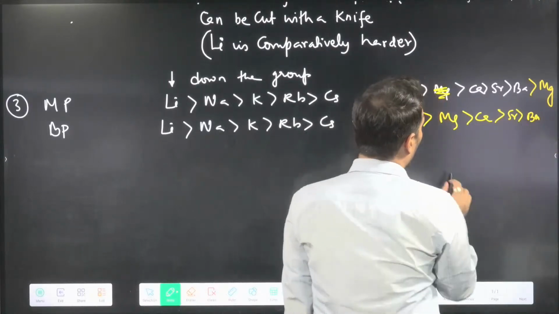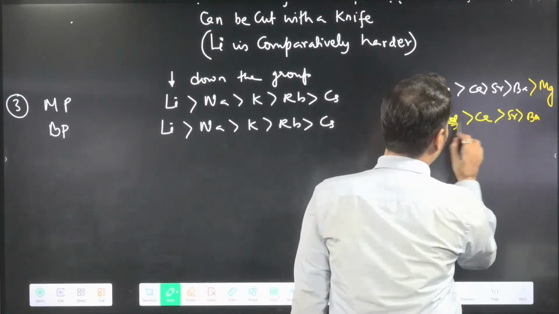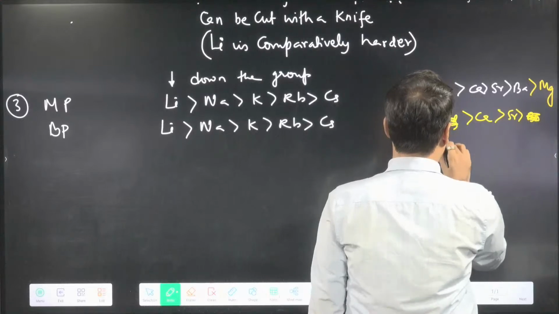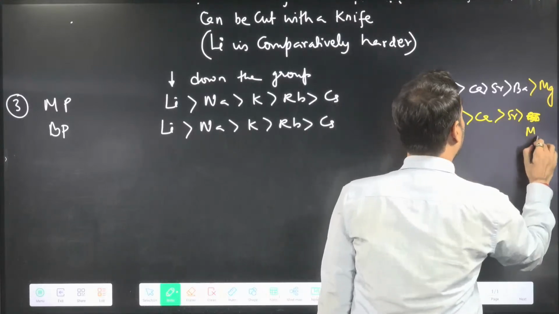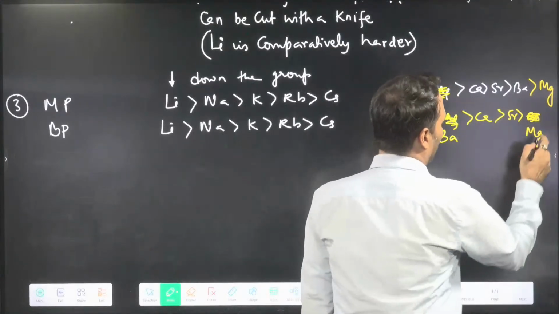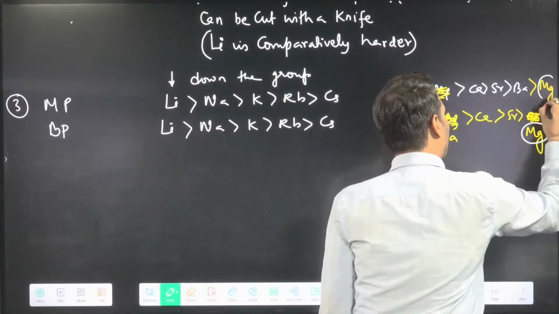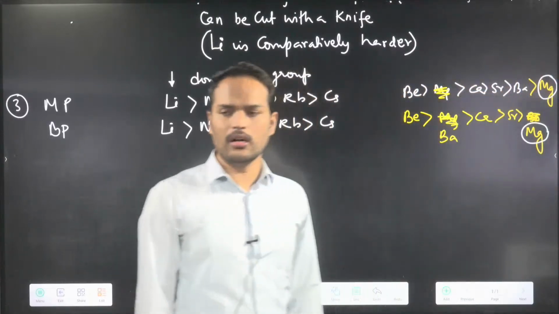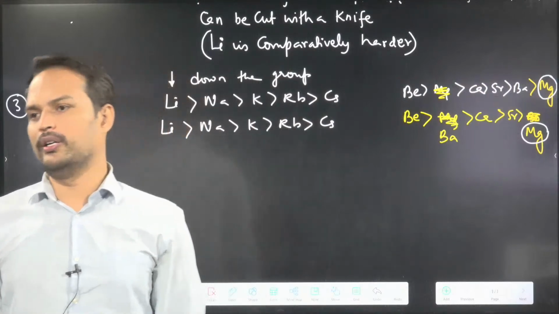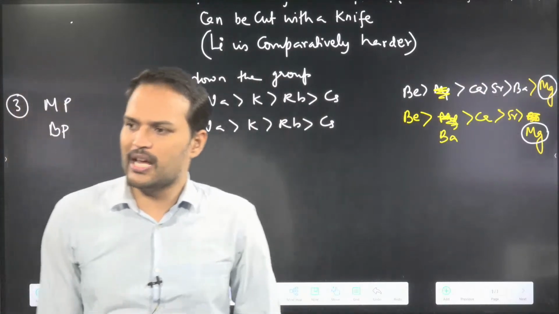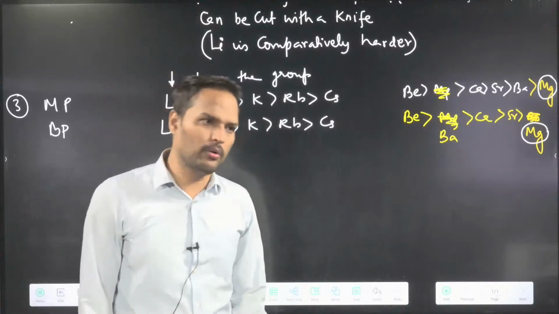But what you have to do? You have to exchange barium and magnesium. So Ba will come here and Mg will come here. So finally what we see is that magnesium has a low melting point and also a low boiling point.